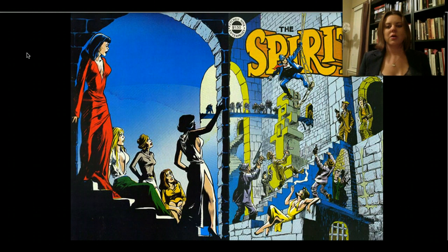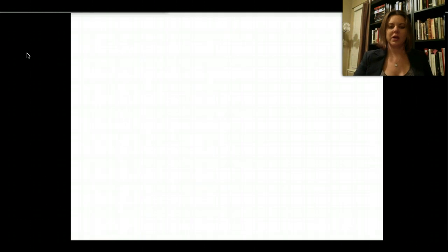Okay, so Will Eisner, we're going to hear a lot from. This is a cover from one of his famous graphic novels, or sequential art books, as he termed the word. So let's go ahead and look at another quote from him.